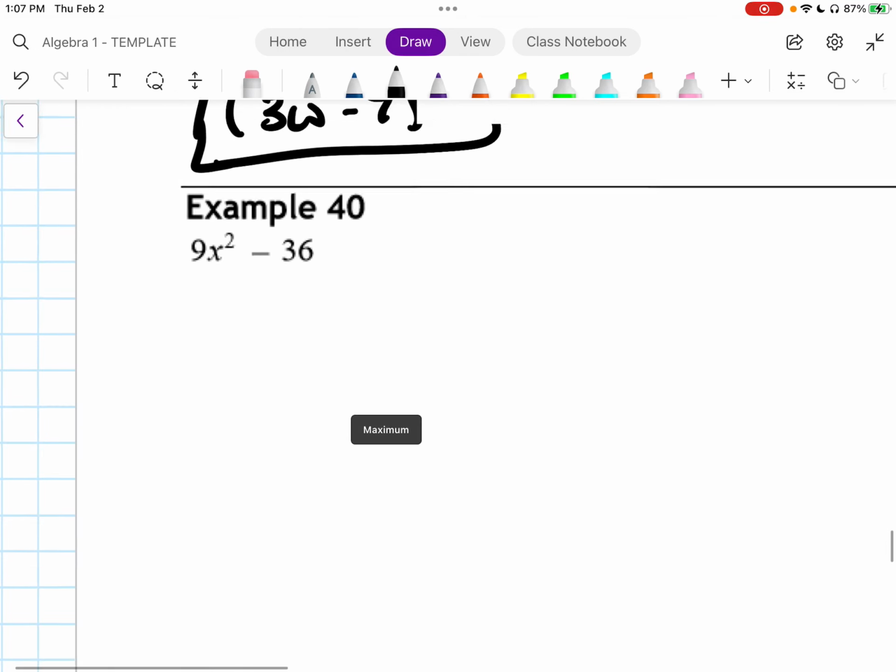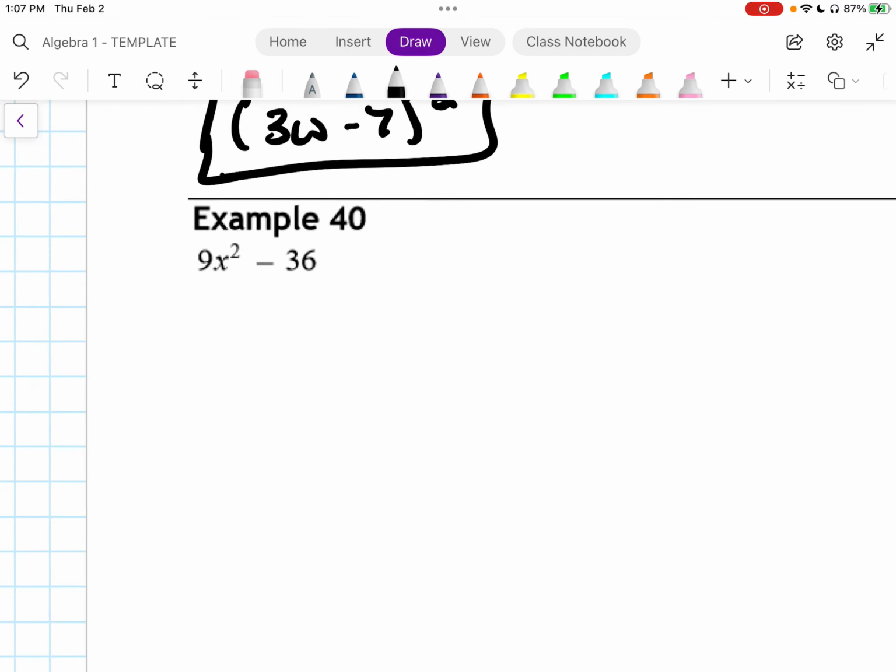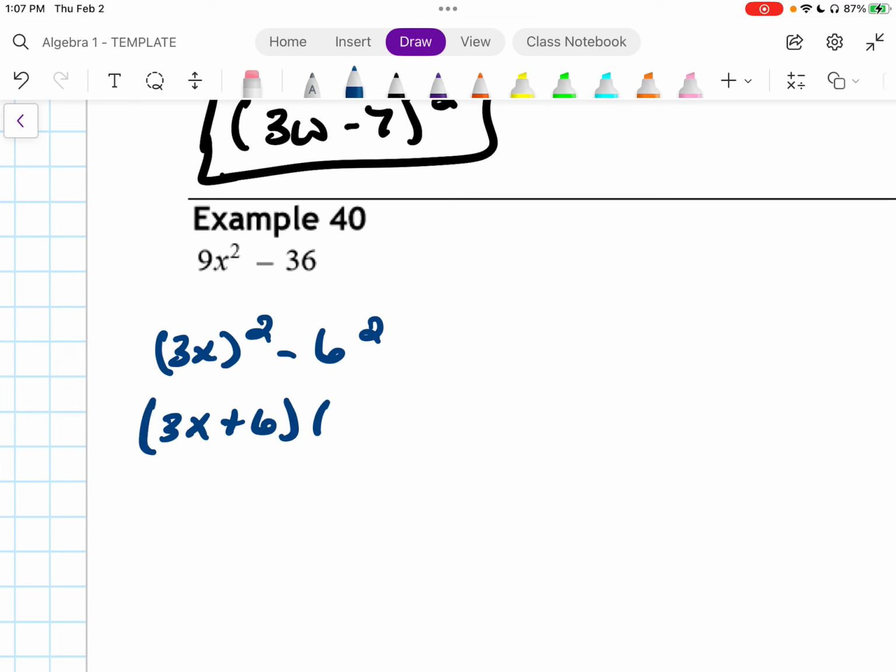40. Going back to a binomial. This one here is the difference of two squares. It's going to be 3x squared minus 6 squared. This is going to be, what, 3x plus 6, and then 3x minus 6. Now, we could actually factor more. So the directions are to factor. We could factor more, because if you look at both of these guys, we could pull out a 3.